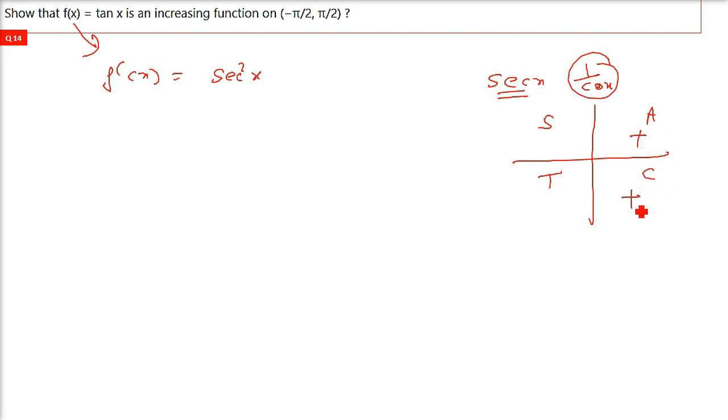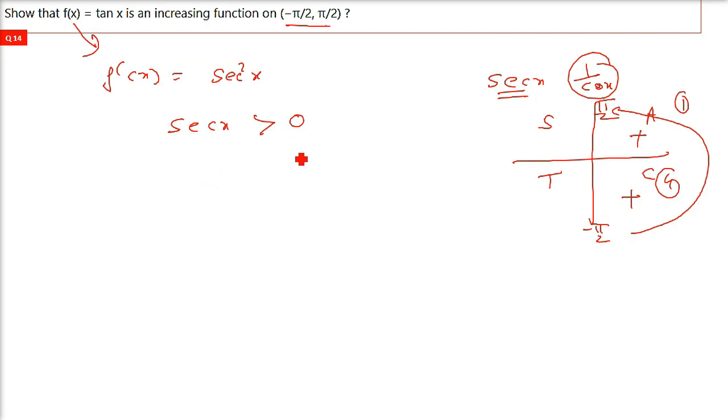So cos is positive in the first quadrant and the fourth quadrant. This is first quadrant and fourth quadrant. So this is sec square x. You see sec x should be greater than 0. In which quadrant? Minus pi by 2, pi by 2. I told you this is pi by 2, this is negative pi by 2. So minus pi by 2 to pi by 2 or pi by 2 to minus pi by 2, it is going to be greater than 0. You already know that because I'm talking about cos x, which is actually the inversion of sec x.